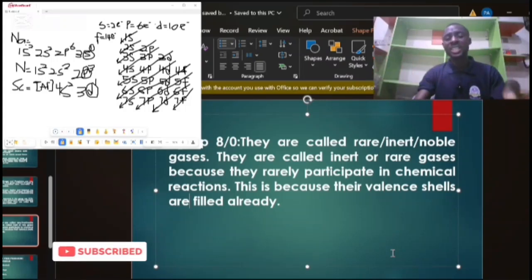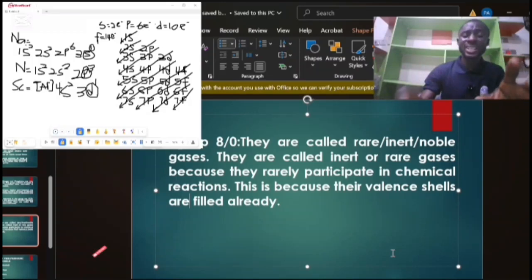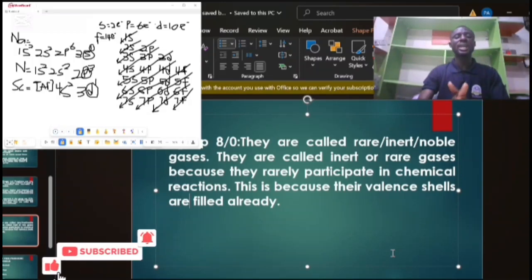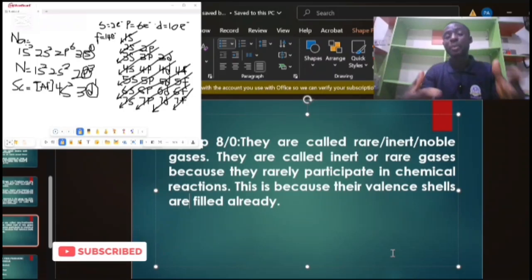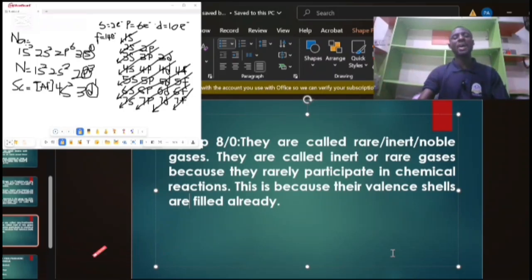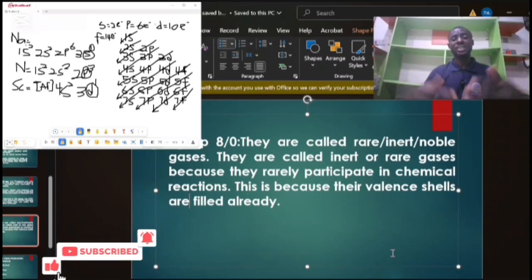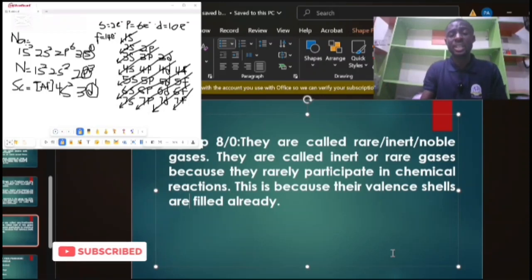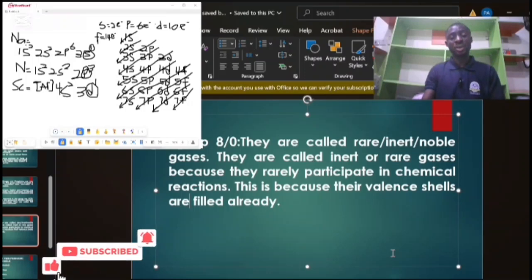But for these elements that are called noble gases, they already have 8 electrons in their outermost shell. Which element that participates in a chemical reaction wants to achieve this? They already have it. And because they already have it, there is no need for them to participate in any chemical reaction again, because they already have 8 electrons in their outermost shell, or they have a duplet state.